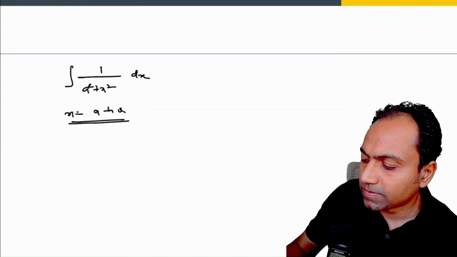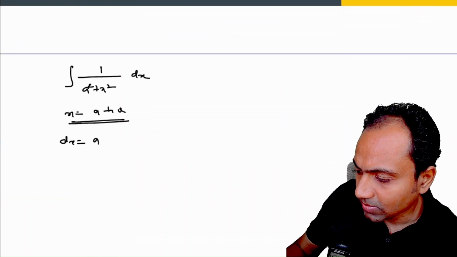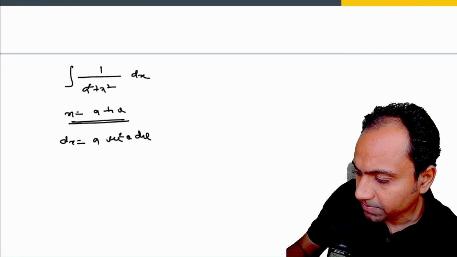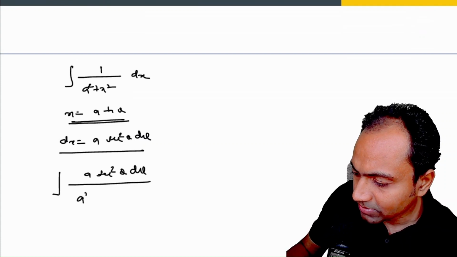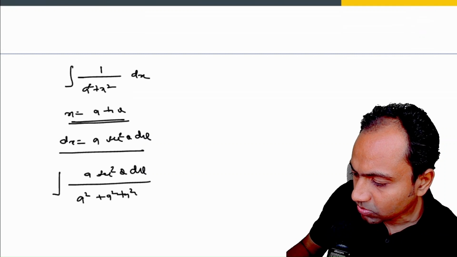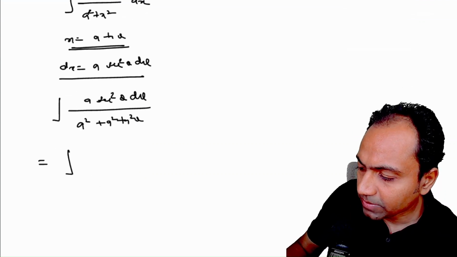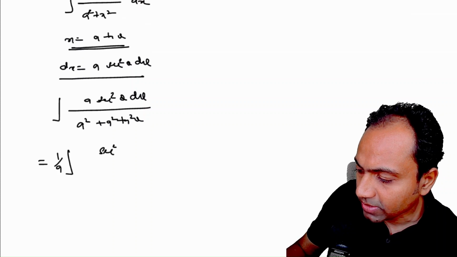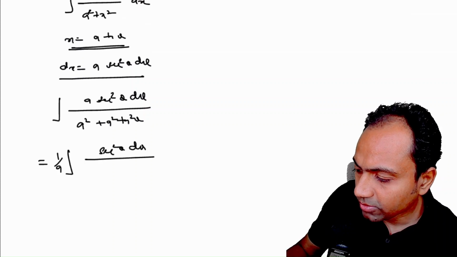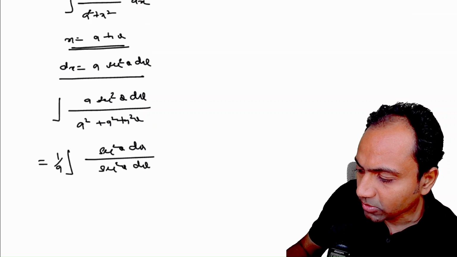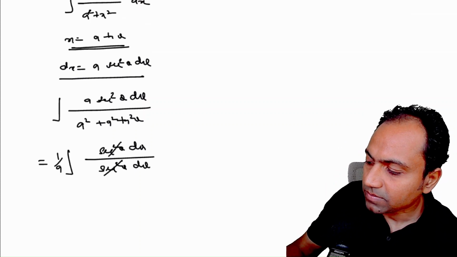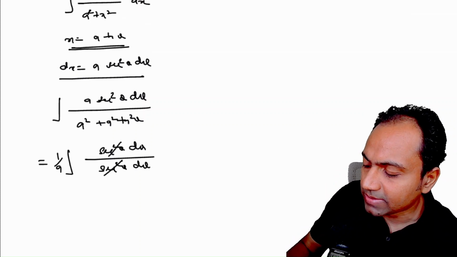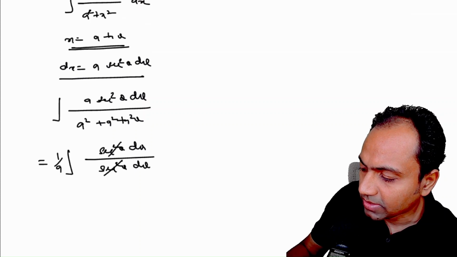Once I do this, dx can be written as a sec square theta d theta. If I substitute the value, this becomes a sec square theta d theta. The denominator becomes a square plus a square tan square theta. If I simplify, 1 by a will come outside. The numerator is sec square theta d theta, and the denominator also becomes sec square theta. Why? Because 1 plus tan square theta is nothing but sec square theta. Once I simplify this, it becomes 1 by a times theta plus c.